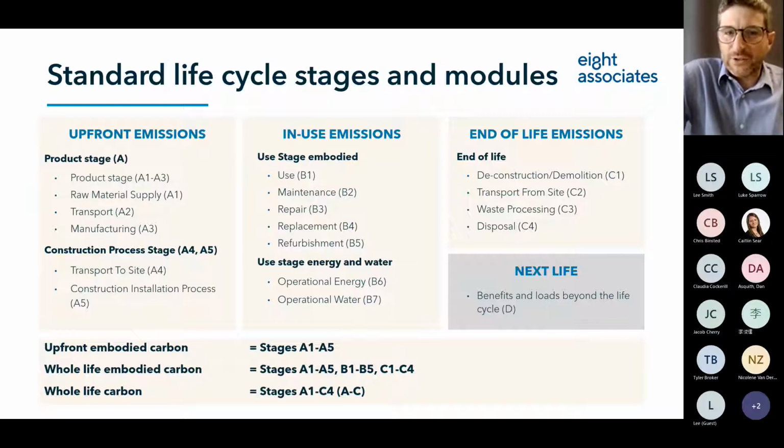In use, B1 is often used for fugitive gases from insulation products, perhaps, or leaking from HVAC systems, and carbonation from concrete. So all of the various emissions and various things that happen in the life are captured in one of these modules somewhere. The operational energy and water, B6 and B7, are included in that in-use phase, of course, but they're obviously a bit different because they're not part of the embodied scope. They're part of the whole life carbon scope.